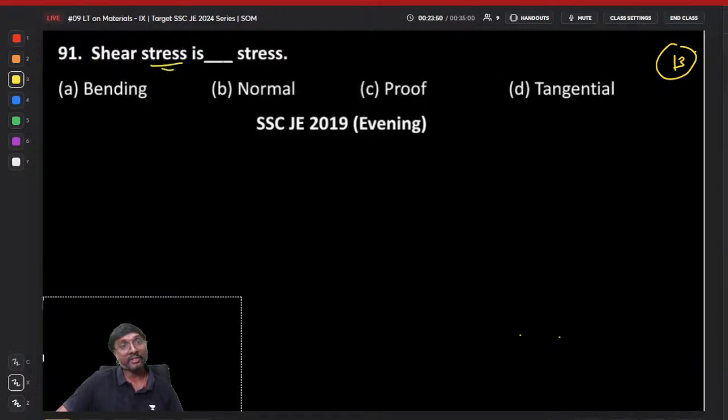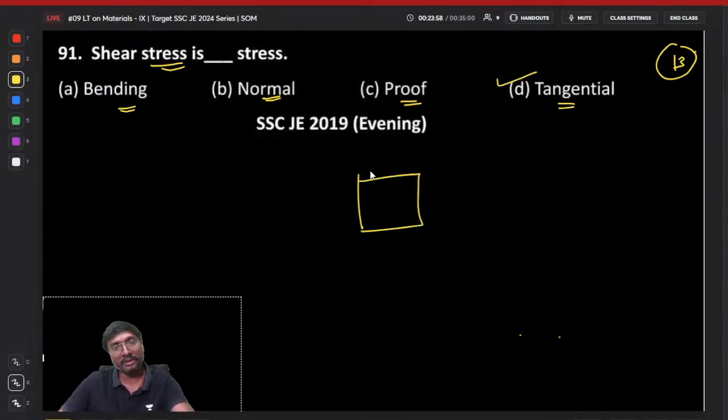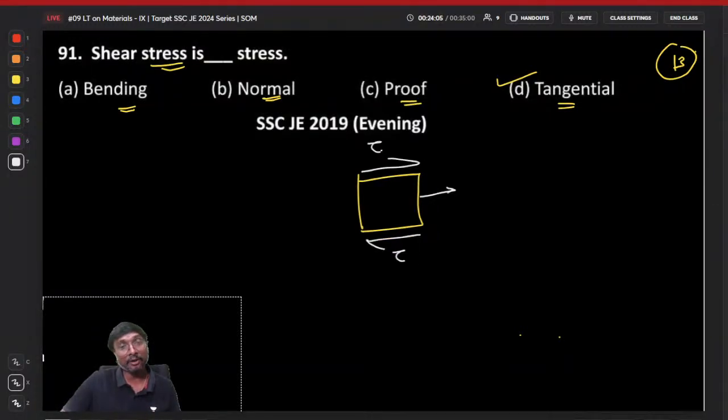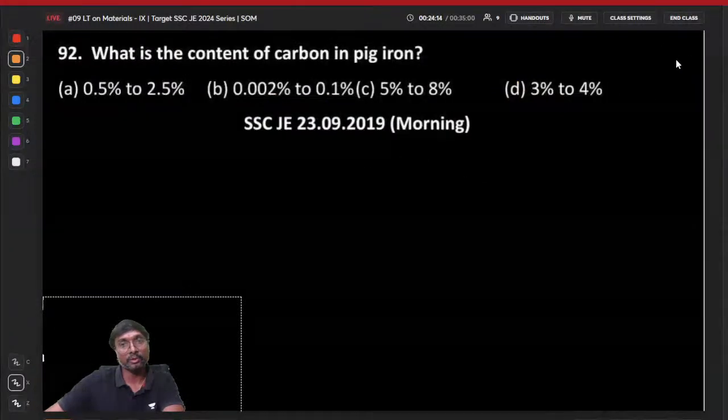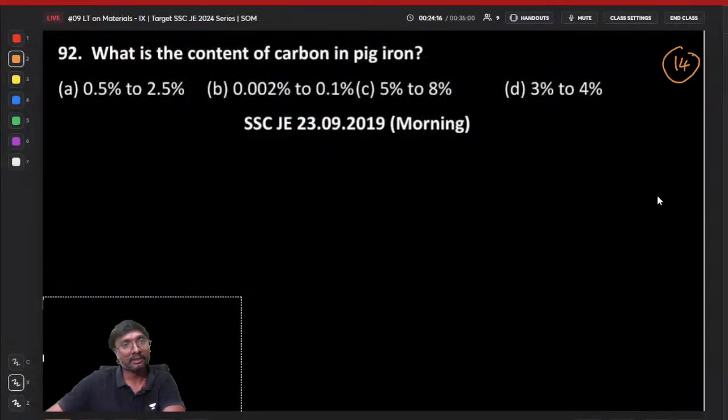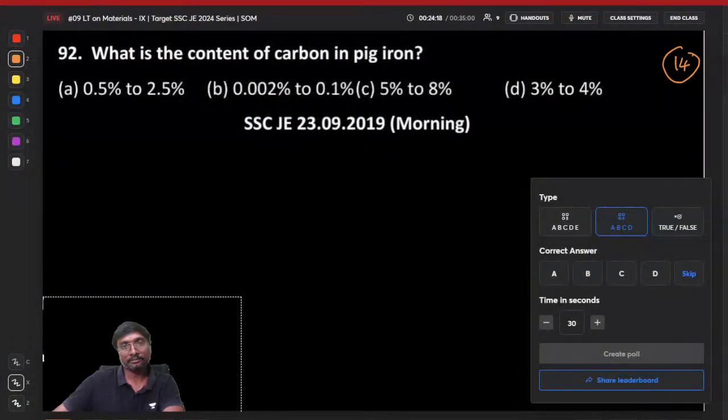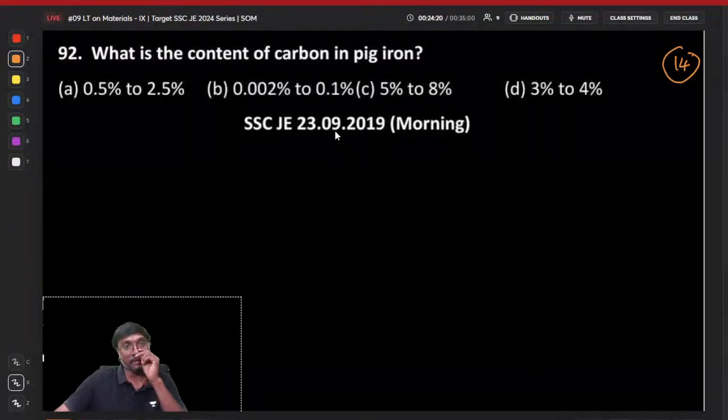Now shear stress is which stress? It is a bending stress or a normal stress or a proof stress or a tangential stress. So whenever you are having this, the load, the stress is applied parallel to this, right? What is this? You can say that is your shear stress, a tangential stress. Now whenever you are applying this stress, this is your normal stress. So shear stress is a tangential stress only, you can say, if you just observe. Now select the answer. These values also I have given, if you remember.